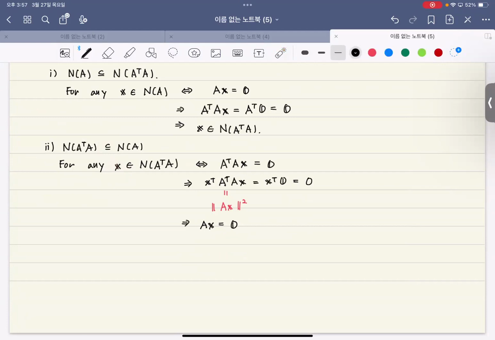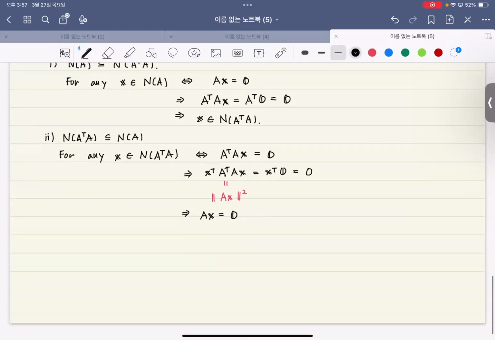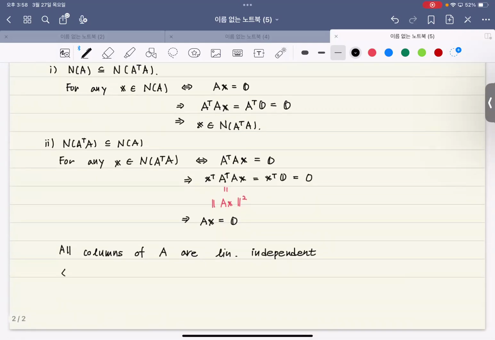All right. Now what? I have to show that these two statements are mathematically equivalent. Just consider the condition: all columns of A are linearly independent. Then this is if and only if Ax equals the 0 vector implies x equals 0. Right? Because this is our definition of linear independence.